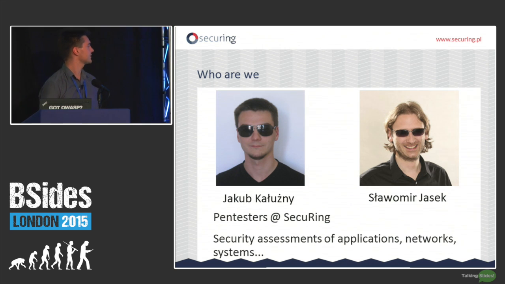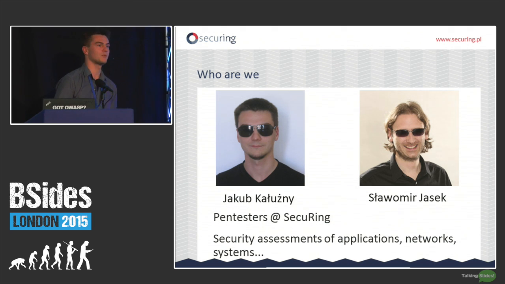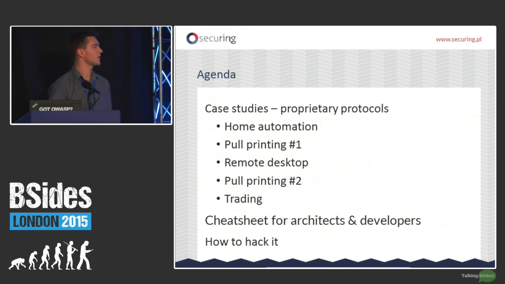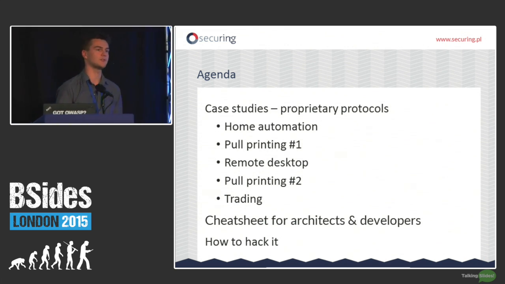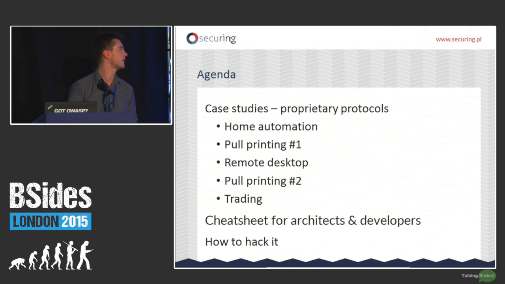So, we are pentesters. Yeah, well, this is some corporate blabbling, I have to say. So, we do security assessments of applications and networks and all of different systems, which also contains some devices. And actually, this talk will be about weird devices which connect to the internet or to the networks through proprietary network protocols. So I will show you a few case studies which we found during our penetration tests. So we are talking about home automation, pull printing solutions, some forex trading software, and remote desktops. I've got a few other examples if I have enough time.